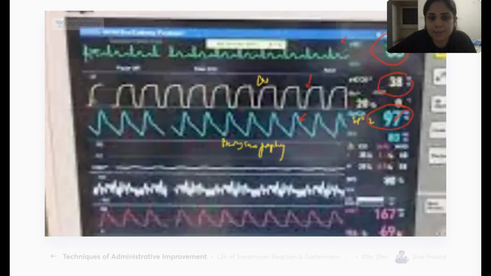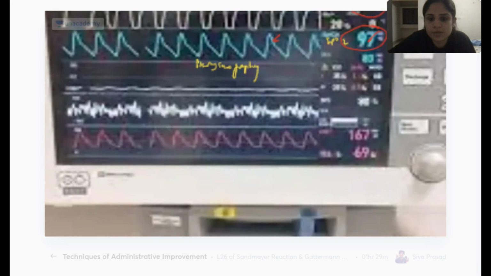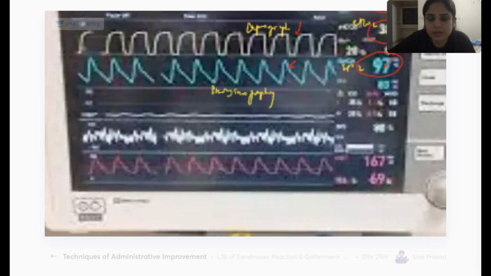This is my capnograph. And this is my EtCO2 value. This is my heart rate and this is my ECG. Okay. Alright. Now, what do you see? Forget about this. Don't worry about this monitor. It is the BIS monitor. What do I see below the red one and here?